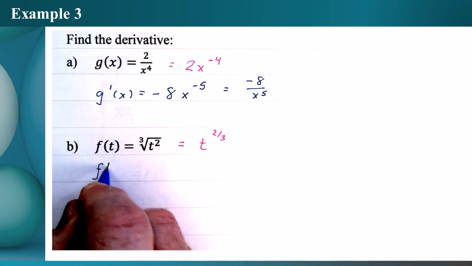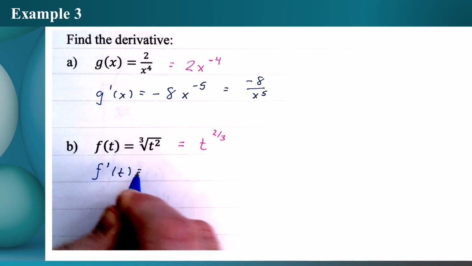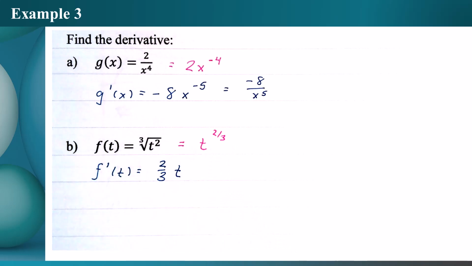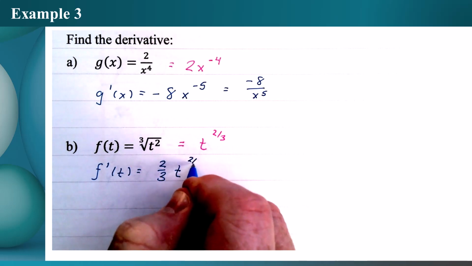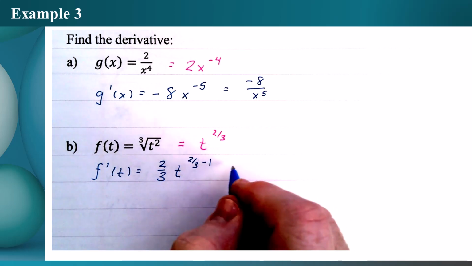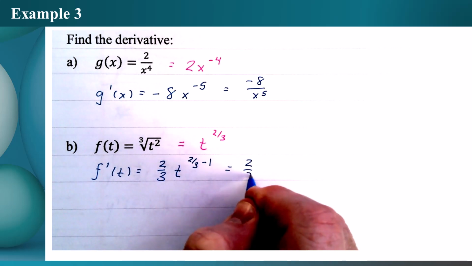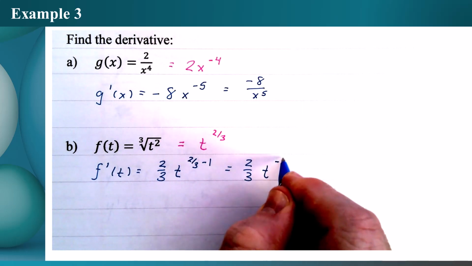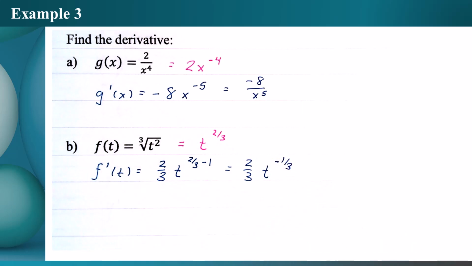We have f prime of t equals 2/3 t. Now I need to subtract this exponent by 1. Let me just write this out. 2/3 minus 1. Now we know that this is going to be 2/3, and t to the 2/3 minus 1, well, that will just be t to the negative 1/3. And again, here we have the derivative.